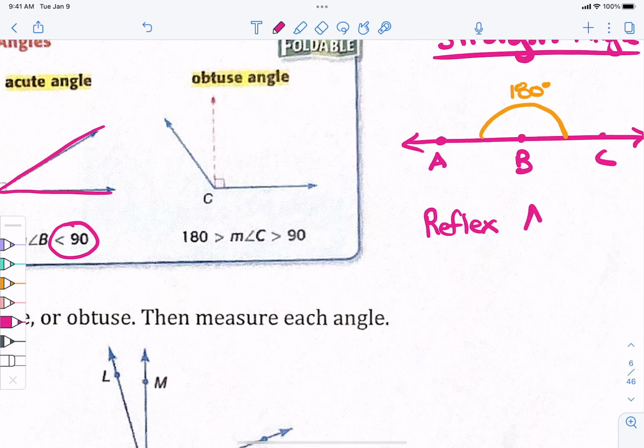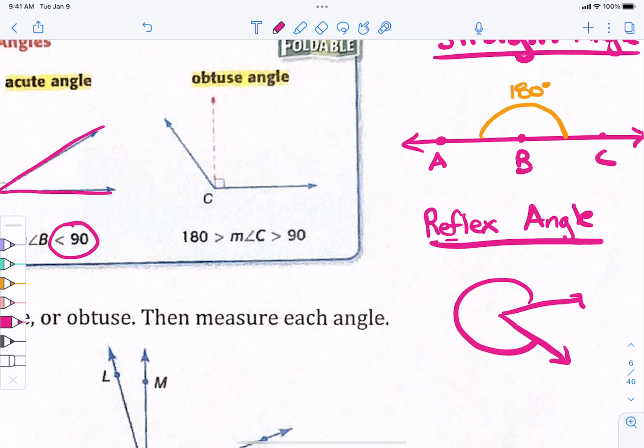It's something called a reflex angle, and that is one that is more than 180 degrees. So it will look maybe like this, but you're looking at this angle, right? You're looking at that angle around, not the acute angle. You're looking at the angle all the way around, okay? And that's going to be more than 180 degrees.